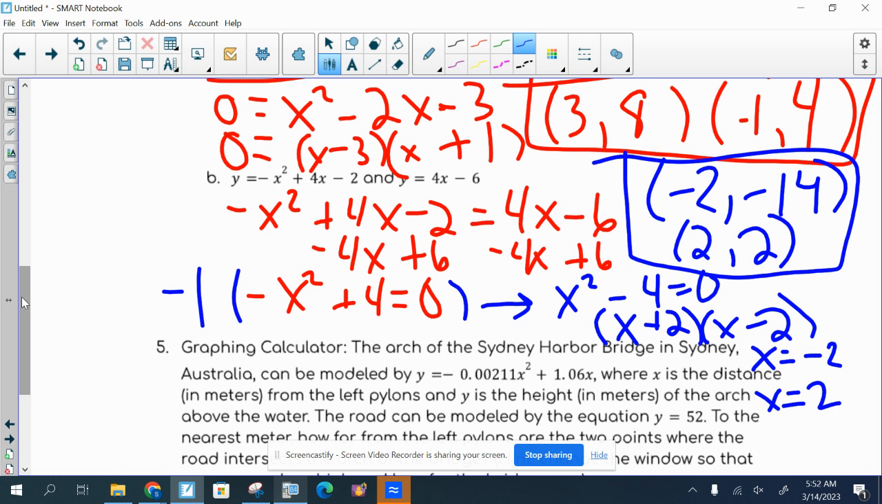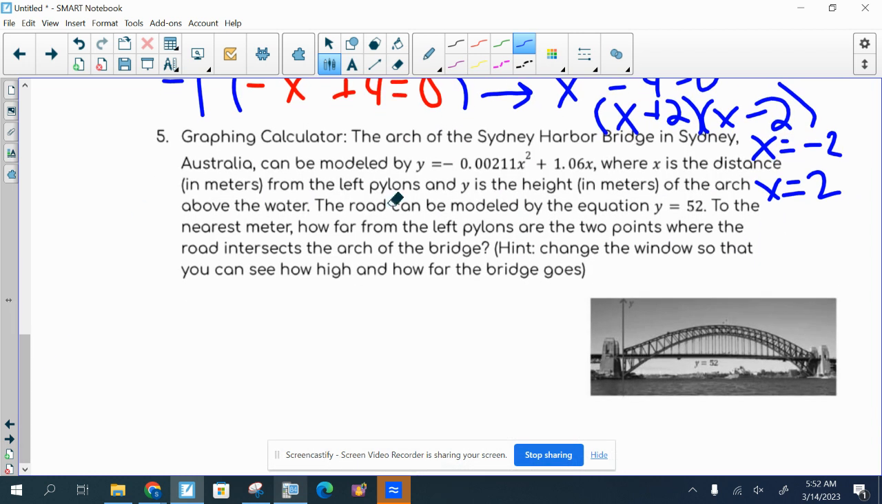Okay, and then the last one says a graphing calculator question. So we are going to use this equation from the Sydney Bridge, where x is the distance in meters from the left pylons and y is the height. And I think they're talking about the columns here of the arch above the water. The road can be modeled by the equation to the nearest meter. How far from the left pylons are the 2 points where the road intersects the arch of the bridge? Change the window so that you can see how high and how far the bridge goes.